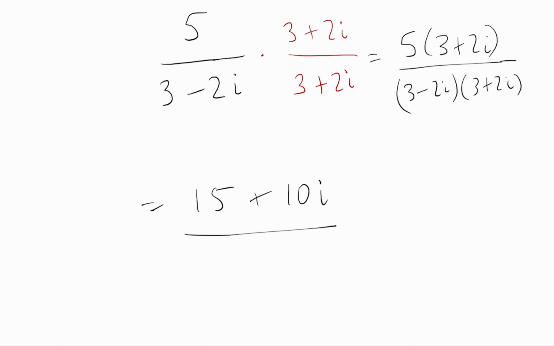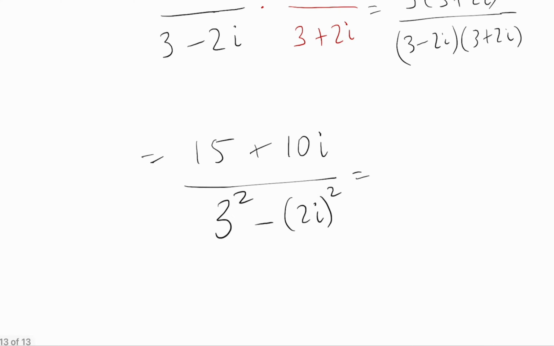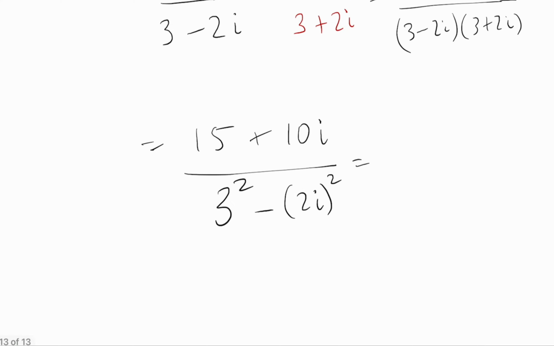So that's going to simplify to 3 squared, so that's a squared, minus 2i, which is really that second term, so a squared minus b squared. Right? And again, you would get the same thing if you multiplied that out.